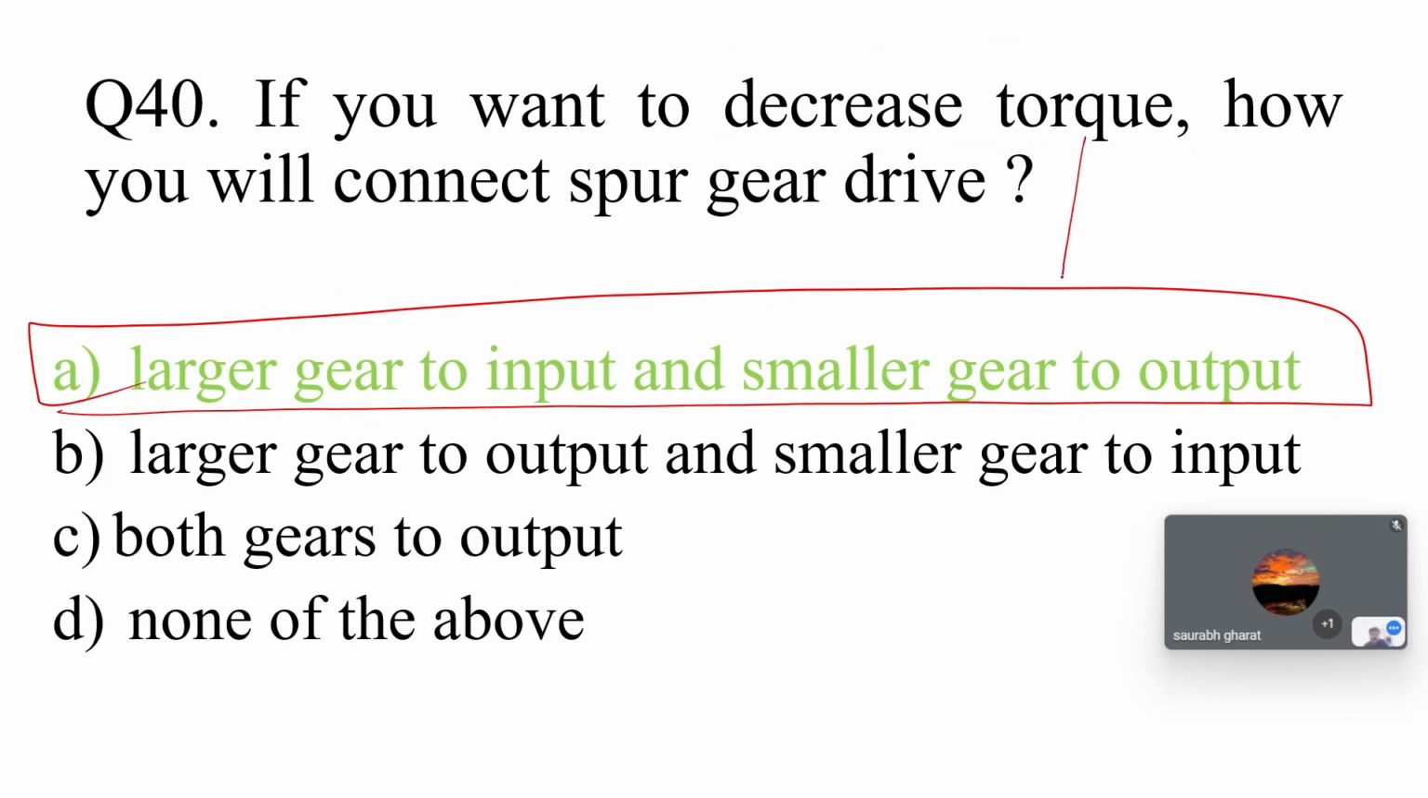Torque depends, as I told you, upon the radius, that is, how big your gear is. If your gear is big, your torque is high. If your gear is small, your torque is less. Torque is force into radius, so it will be F into R. It depends upon R. If your R is high, your torque will be high, and if you want torque low, the radius must be low.